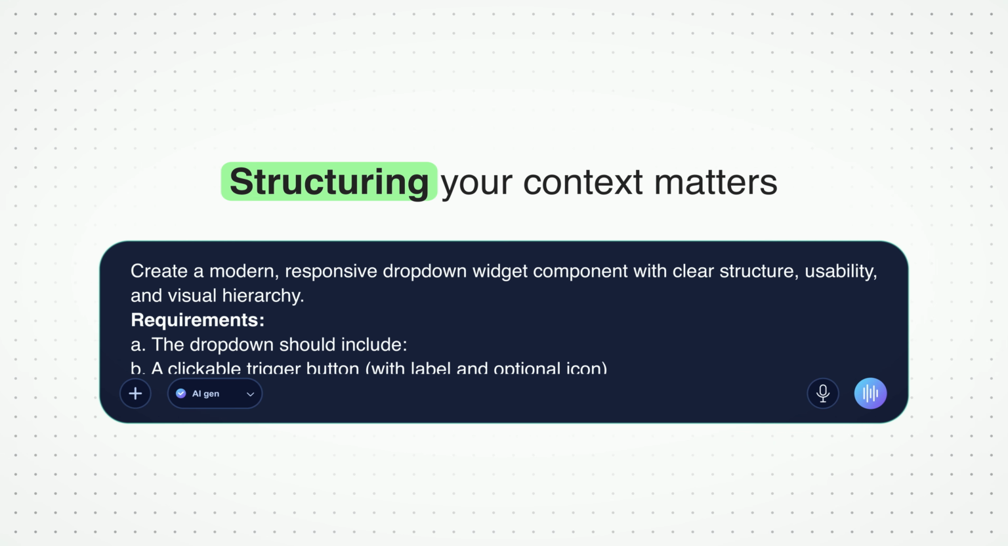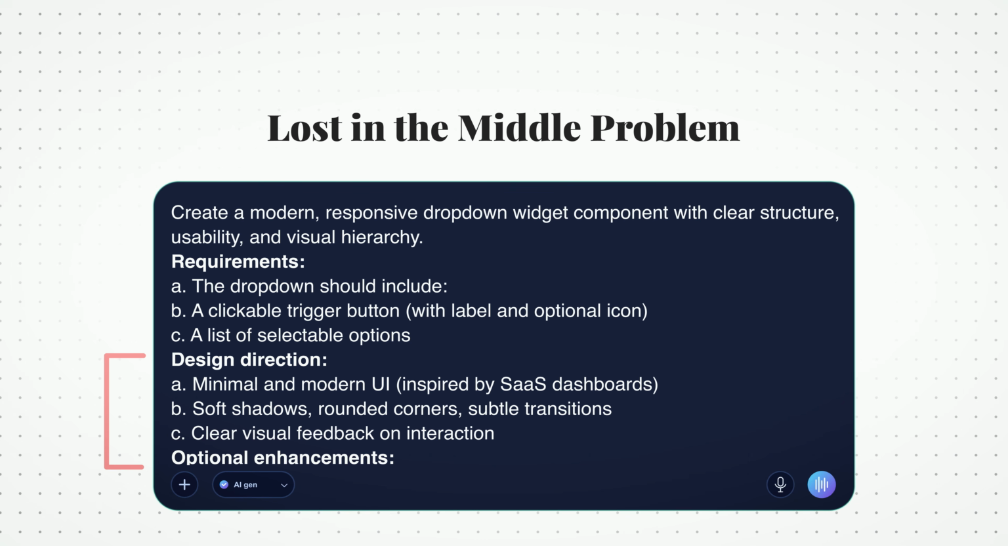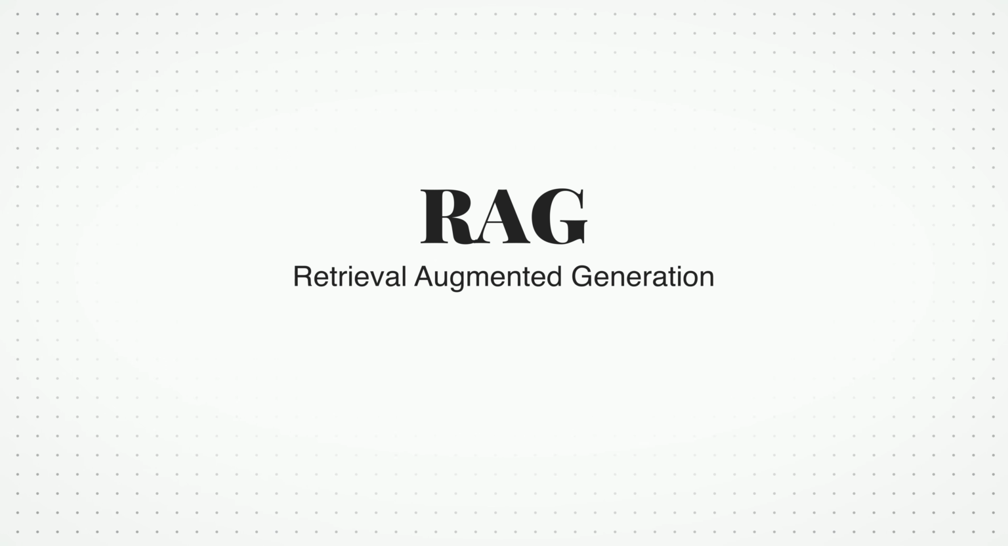Structuring your context also matters. What you place at the top of a long prompt gets more attention than what you bury in the middle. We call this the lost in the middle problem. Separating your instructions clearly from your source material, labeling sections, keeping it organized, even formatting it in JSON, all of that directly affects the quality of what comes back. At scale, these patterns become RAG, retrieval augmented generation, where documents are pulled from a database and injected into the prompt dynamically. But the core idea is the same. Real context goes in and grounded answers come out.